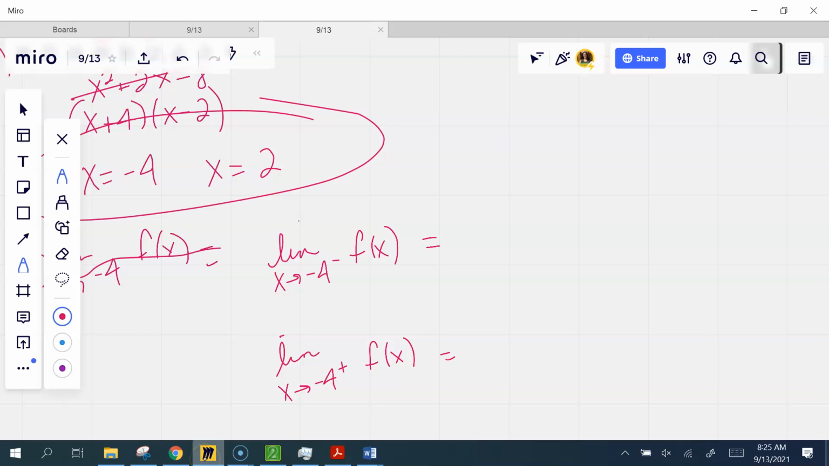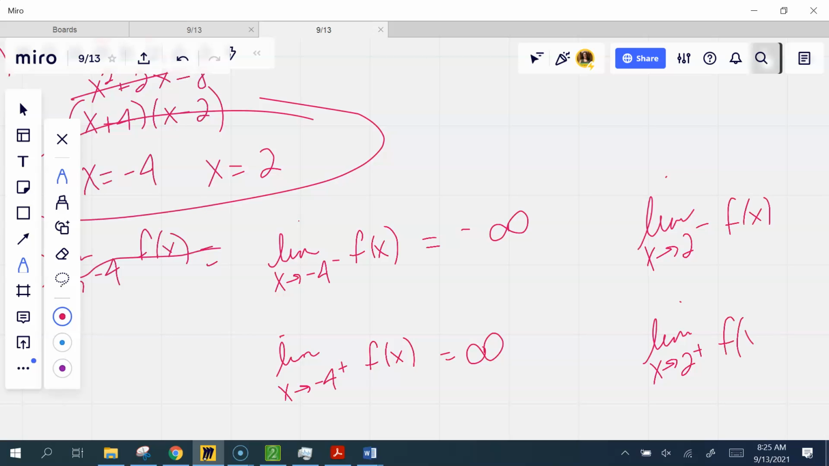So it will look like this in limit notation. And then you'd also have to do 2 from the left and 2 from the right. From the left is negative, from the right is positive.